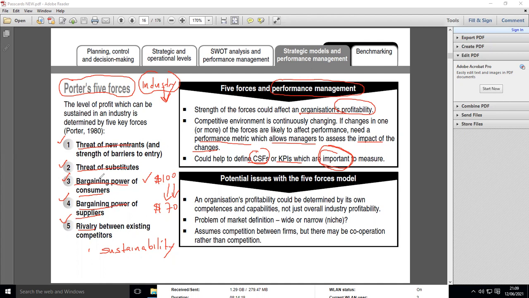For instance, what is the key KPI of this force? The threat of new entrants. Can somebody give me an example? We want to assess the threat of new entrants. What KPI can we use to monitor that?